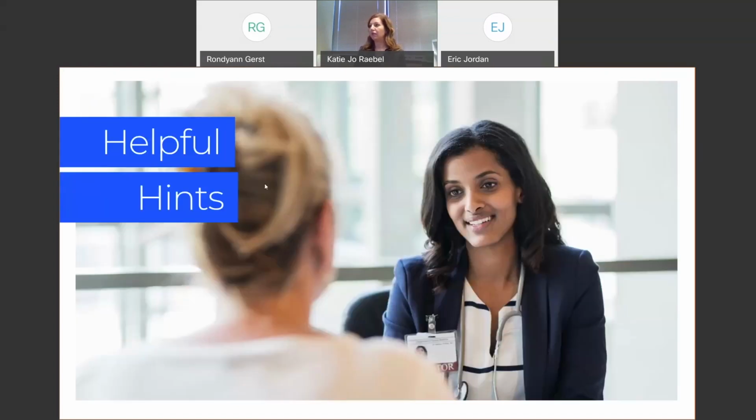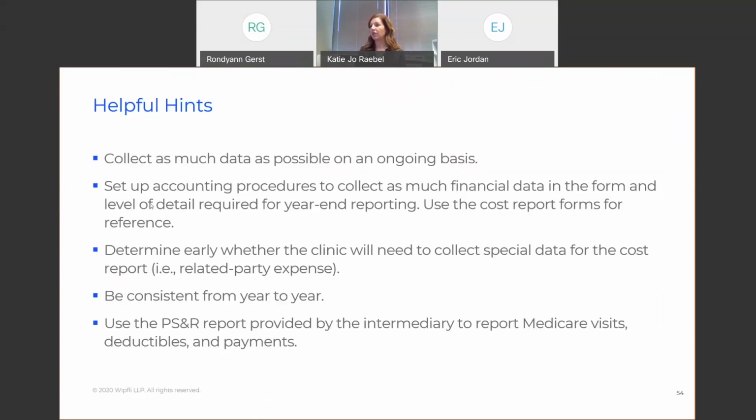Let's talk some helpful hints. Regarding cost reporting, we want to make sure that we collect as much data as possible on an ongoing basis. I talked about making sure our trial balance is separated, making sure we have very detailed information. We're tracking FTEs during the year. We're setting up, again, accounting procedures in order to track expenses. That'll make it easy to break out related party expenses, so we have that ready to go at the end of the year.